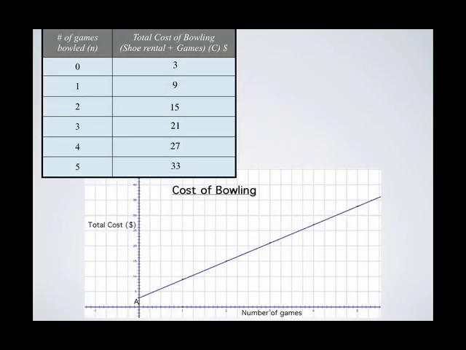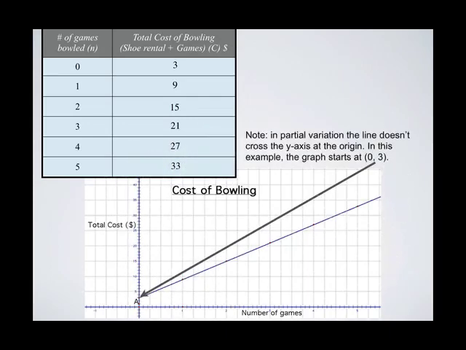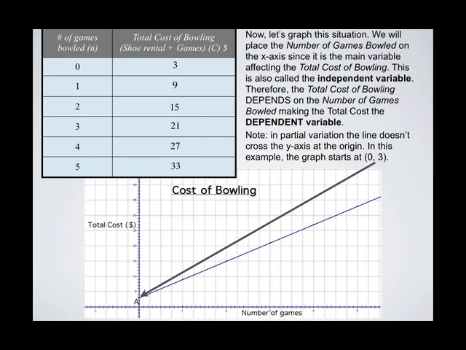The graph that corresponds to this looks like this. In partial variation, the line doesn't cross the y-axis at the origin. In this example, the graph starts at (0, 3). That's because of the cost of renting the shoes. So we have on our independent axis the number of games, and on our dependent axis the total cost of the game. That's our dependent variable, which is why we had to ask ourselves those two questions.